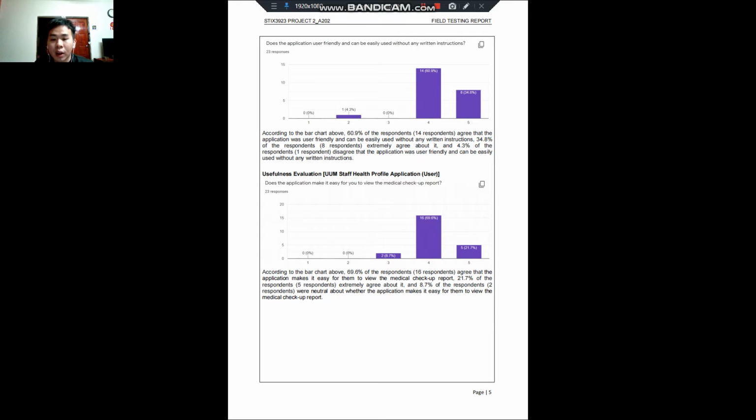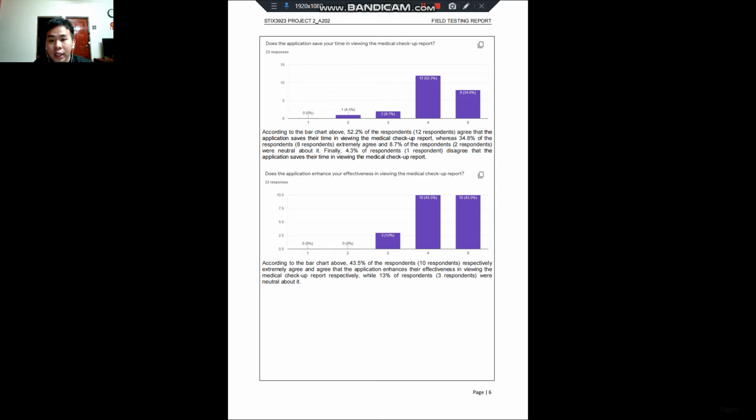Next, we move to the next part of the questionnaire, which is the usefulness evaluation. For the question, does the application make it easy for you to view the medical checkup report? 16 respondents agree, 5 respondents extremely agree, and 2 respondents neutral about it. Next, for the question, does the application save your time in viewing the medical checkup reports? 12 respondents agree, 8 respondents extremely agree, 2 respondents neutral about it, and 1 respondent disagree.